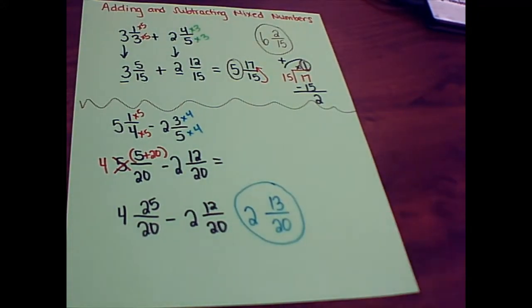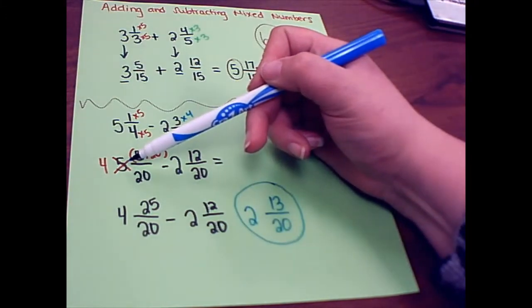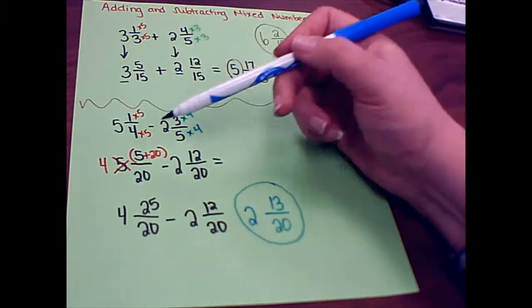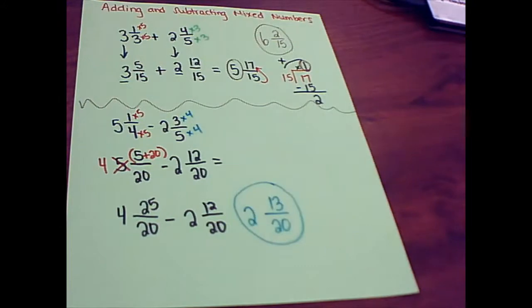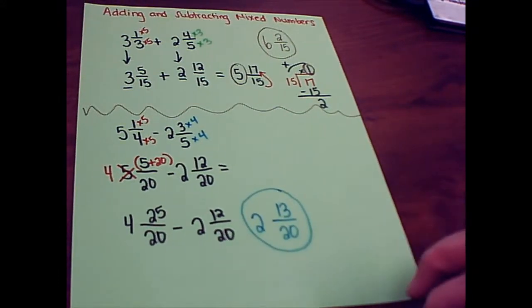So you may come across a problem where you have to borrow from the whole number. That could happen. Now, if this was 12 and that was 5, I would have been fine. Okay? So make sure you remember how to do this, and always remember that your denominators have to be the same. All right, continue practicing.